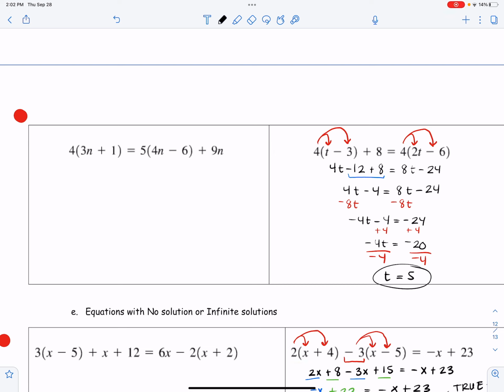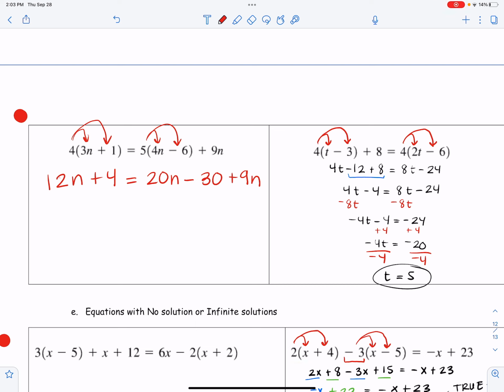All right. So anytime we're solving equations, we're going to look at those basic steps that were just defined. The first one says do any distributing. So I've got parentheses here, and that's where I'm going to start. I'm going to have 12n plus 4. I'll distribute again over here. Watch your signs. 20n minus 30. And then I have the plus 9n.